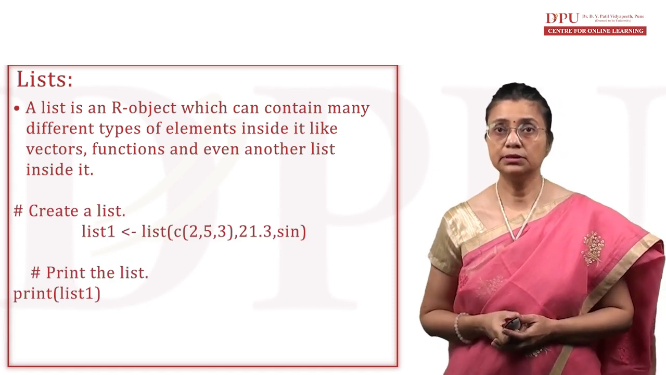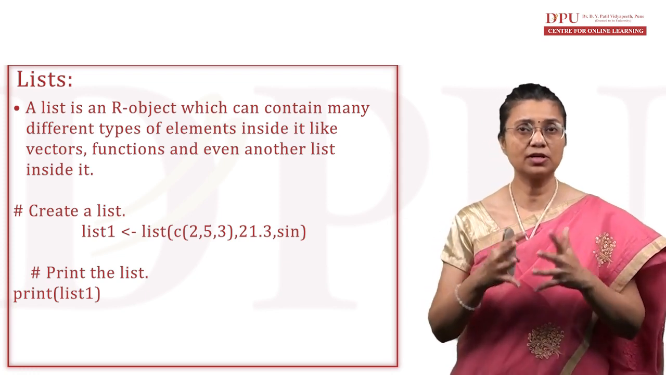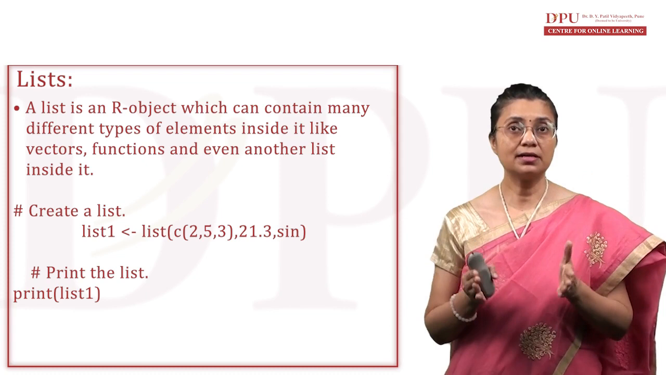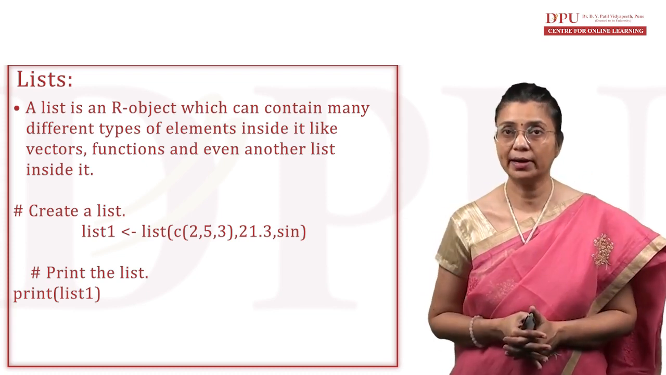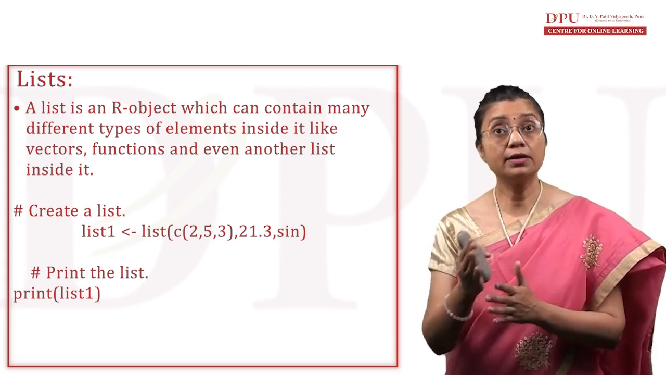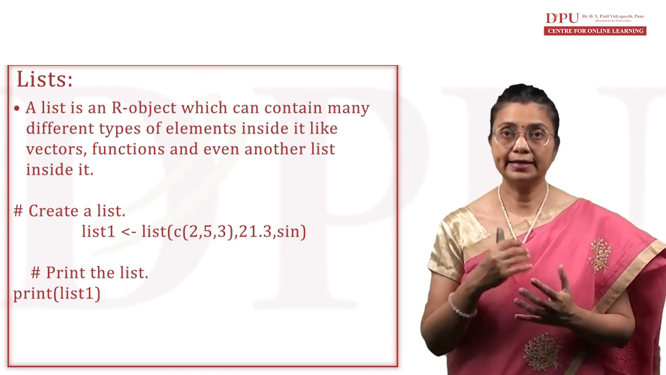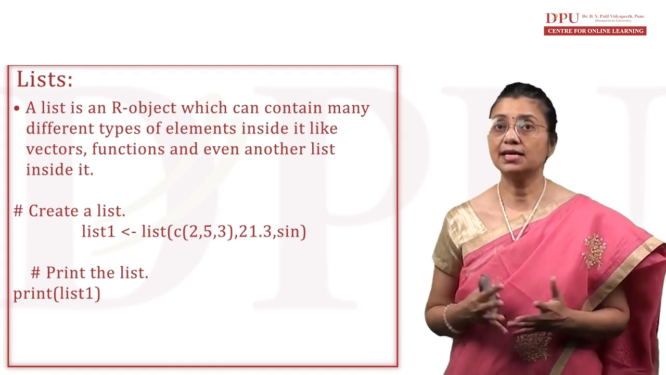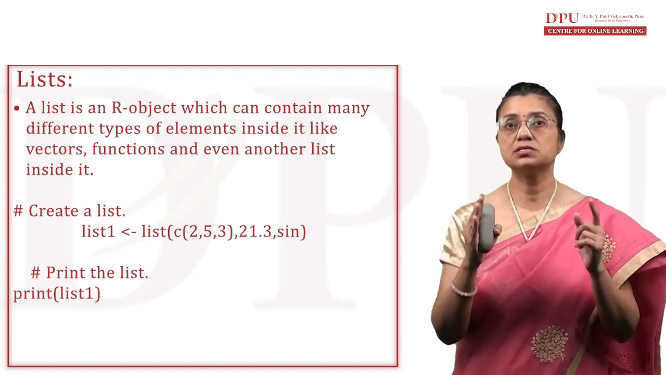list1 is my variable, and list1 is created with the list function. You can see the list function over there. Within the brackets, I have passed a vector 2, 5, 3 with the c function, which is the combine function. Then comma 21.3 is another data type, which is the double data type. And then sin. Sin is what? Sin is a function. So there are 3 different data types inside a list.